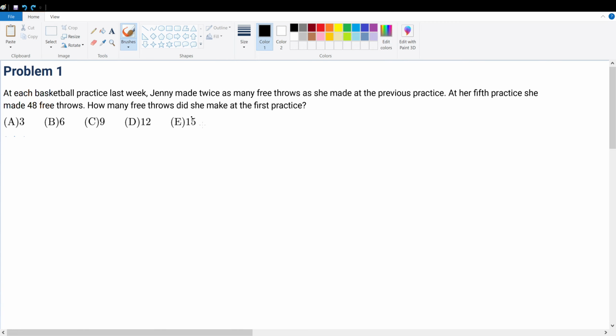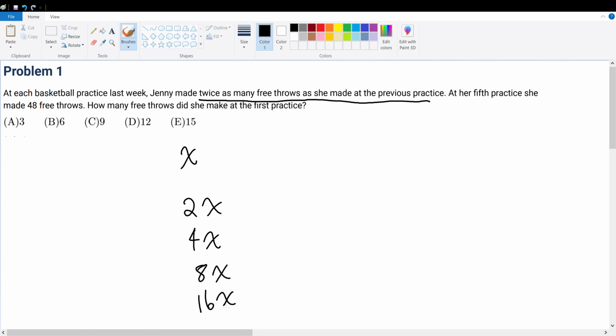Okay, so at each basketball practice last week, Jenny made twice as many free throws as she made at the previous practice. So that means if the previous practice was X, then the next practice would be 2X, right? At her fifth practice, she made 48 free throws. So this is 4X, this is 8X, and then 16X would be equal to 48. So in this case, X would be equal to 3.